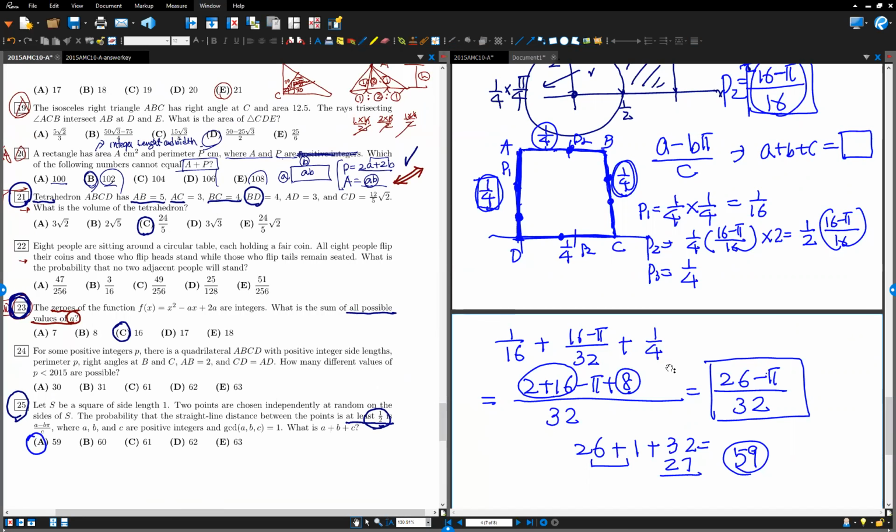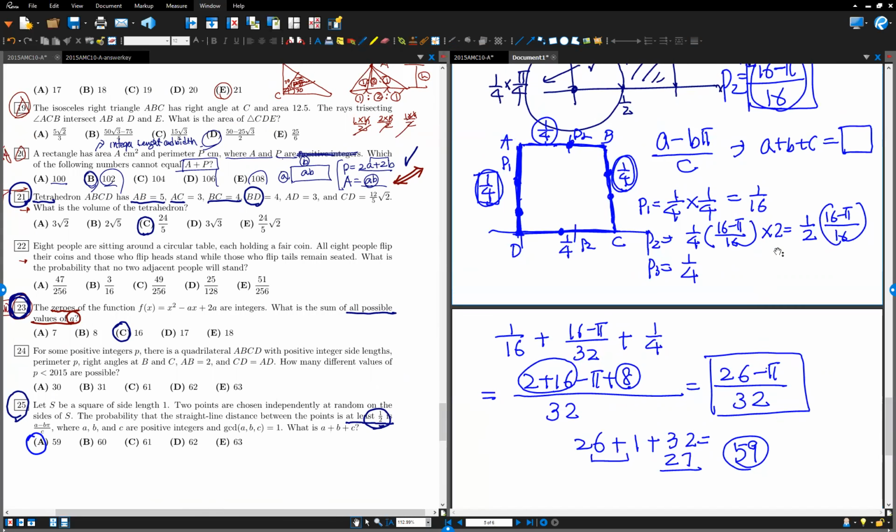But you have to get used to this one. This is a very popular one, AMC12 questions, not the AMC10. But you have to figure out, when you choose some point among infinitely many solutions, you have to use what? Geometric probability, okay?